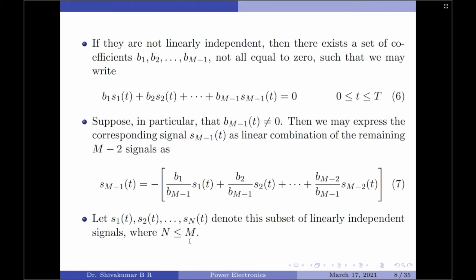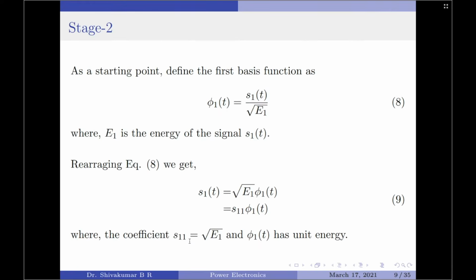So, at the end of stage 1, what we have done is we have separated the linearly independent signals from the dependent signals. Further, we have also expressed the dependent signals as a linear combination of the independent signals. So, that is about stage 1. Moving on to stage 2.